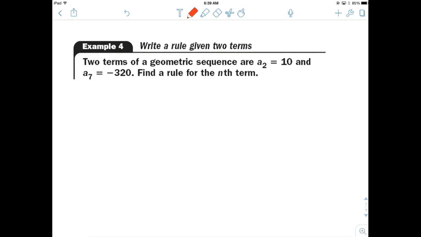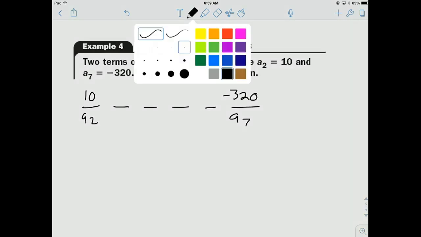All right, so let's try something a little bit more difficult. Obviously, that one was pretty easy when you're given enough information to find r pretty easily. What do we do if we are given two kind of random points? You've got a sub 2, which is 10, and you've got a sub 7, which is negative 320. So before we dive into this, we can do a little bit of pre-thinking here. I noticed that we start with a positive 10, and eventually it gets to a negative 320. Only a negative r value would do that. It's getting bigger, so r is going to be greater than 1 in size, and then it's going to be negative.